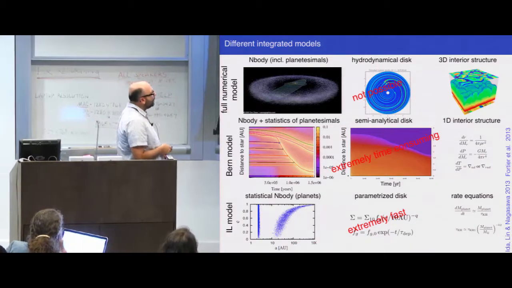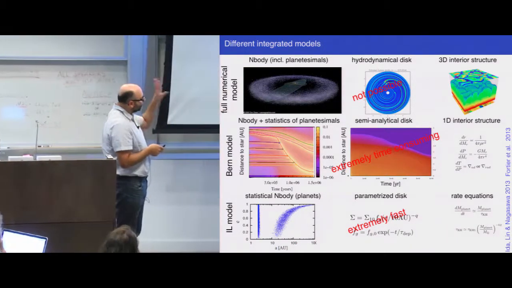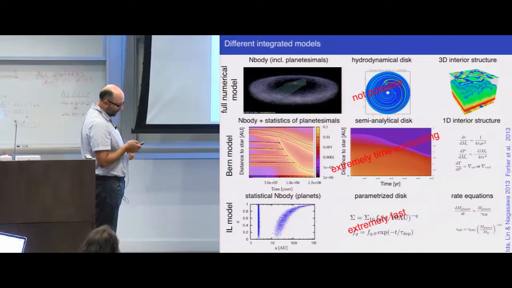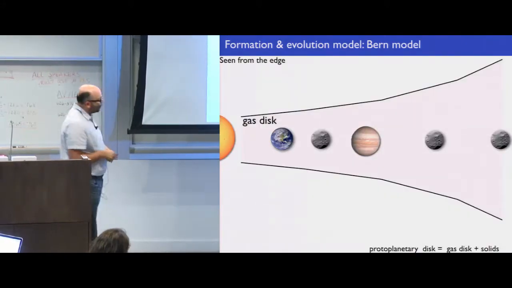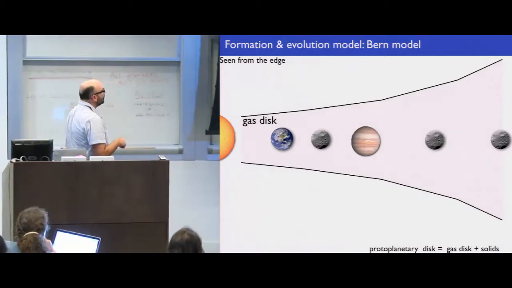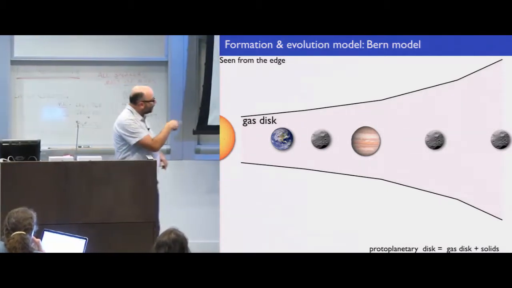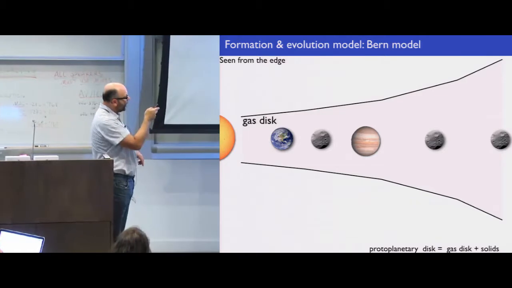So again, this is only for one planetary system. I'm not mentioning population synthesis here at all, so I think I will skip this. Okay, just to give some more insight into the model that I will use for the next slides.